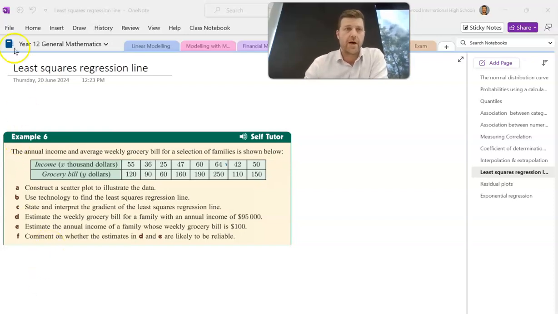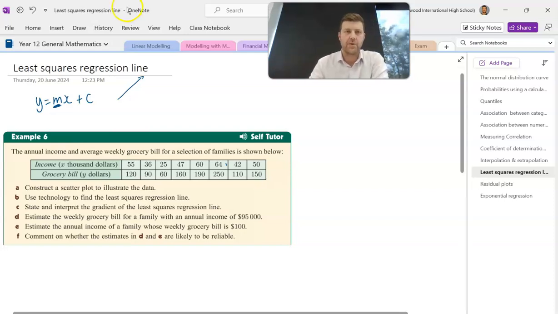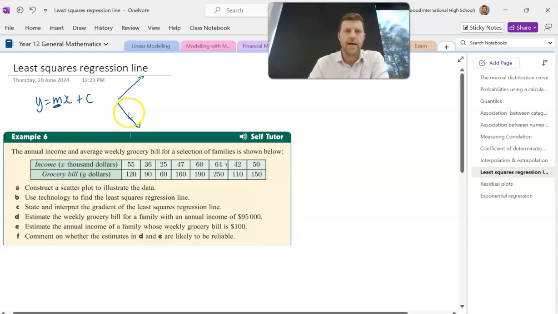In today's video, I'm going to be showing you how to do the least squares regression line, or essentially it's just a line of best fit. Now, in previous years, you've probably looked at an equation of a line in the form of y equals mx plus c, where m was the gradient, and if it was a positive gradient, it was sloping upwards from left to right. For us, that means that we have a positive correlation between those two numerical variables. If m was negative, obviously it would be sloping downwards from left to right, and for us, that would suggest a negative correlation between those two numerical variables.